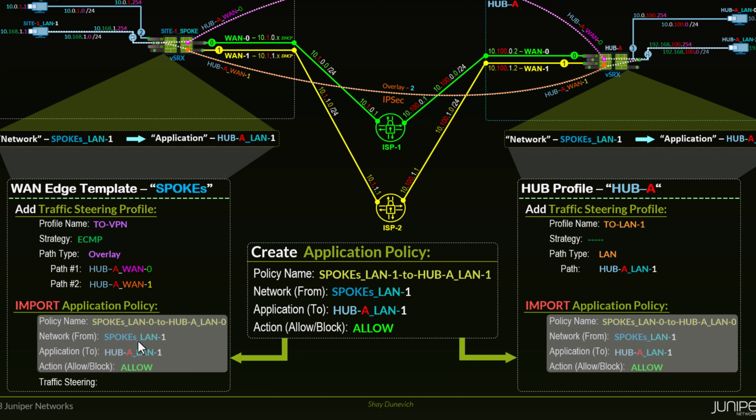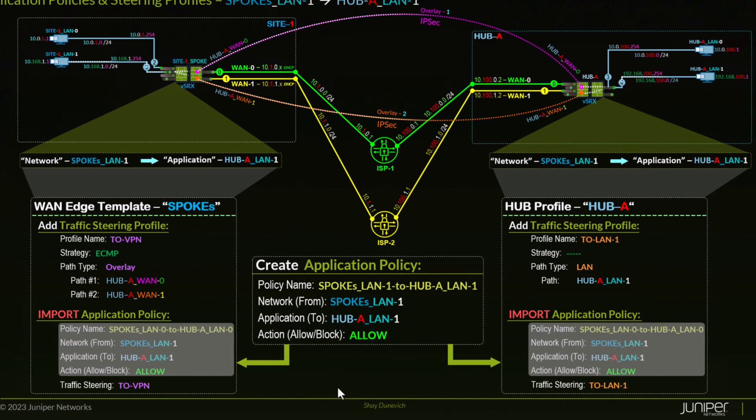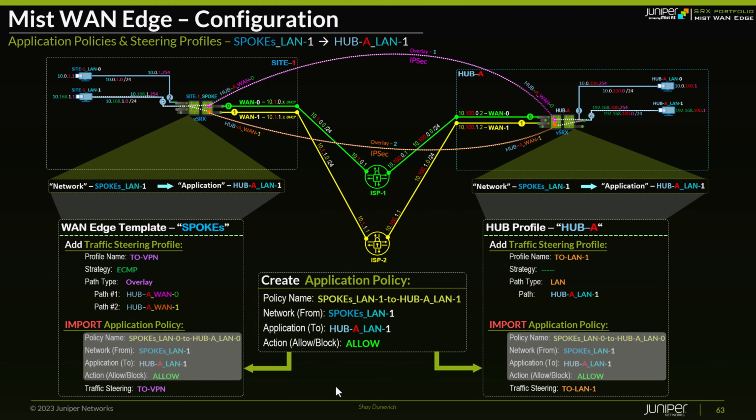So on the spoke template, we will apply the steering profile saying to VPN. And on the hub, the steering profile would actually say to LAN 1 because it would accept traffic from the overlay going to LAN 1. So let's jump back to Mist UI and we'll configure this application policy and also then import the application policy into each one of the templates and create the additional steering profile on the hub.